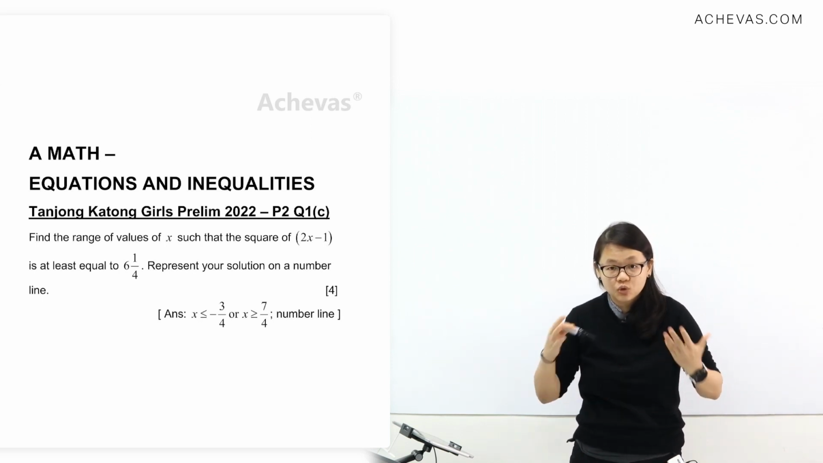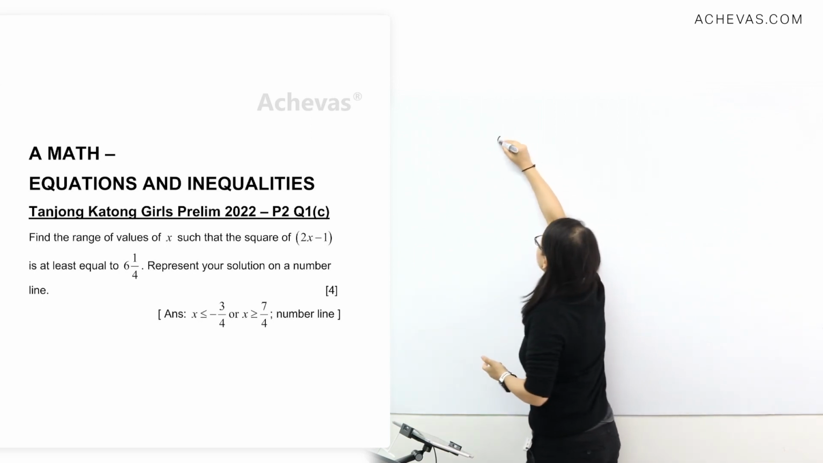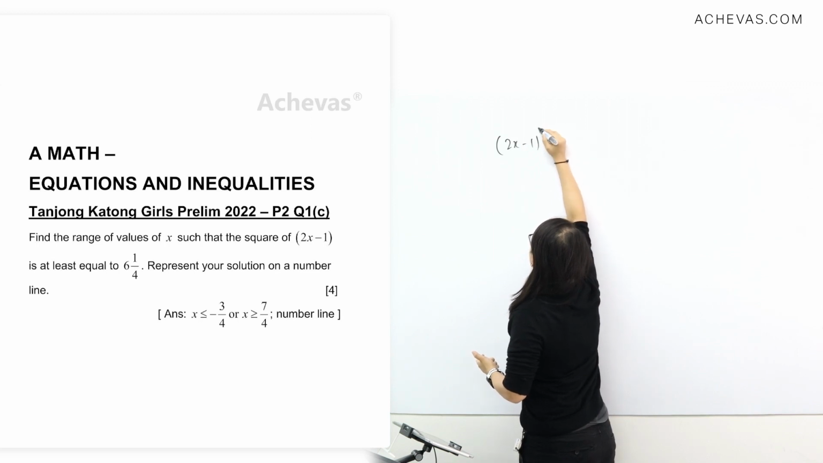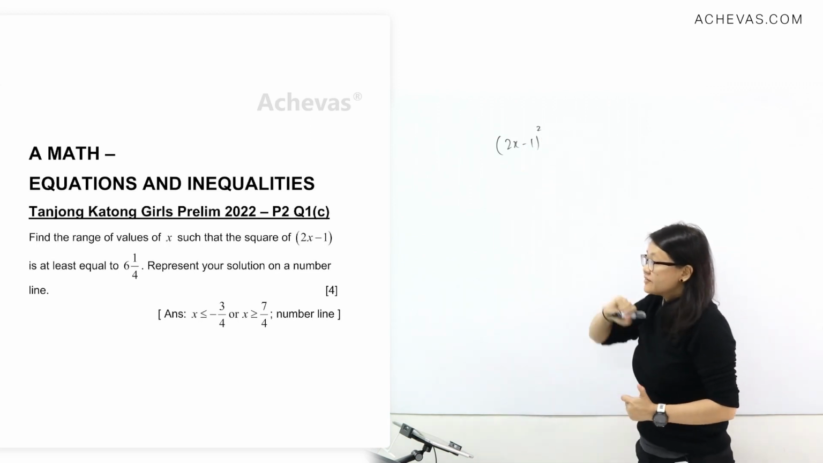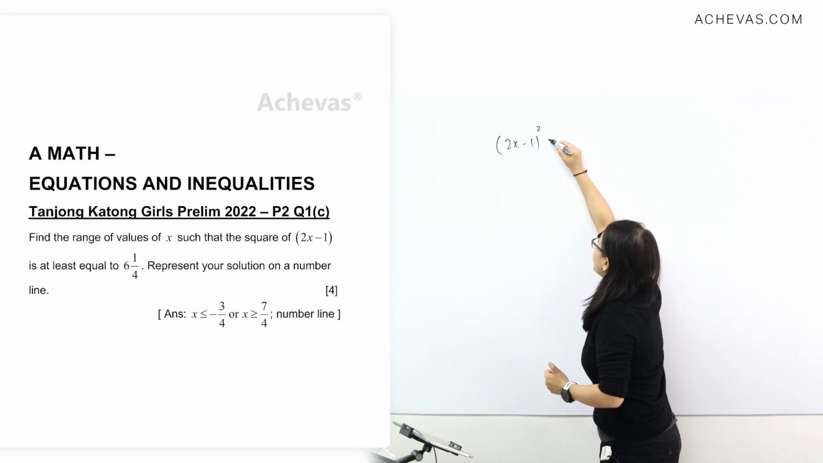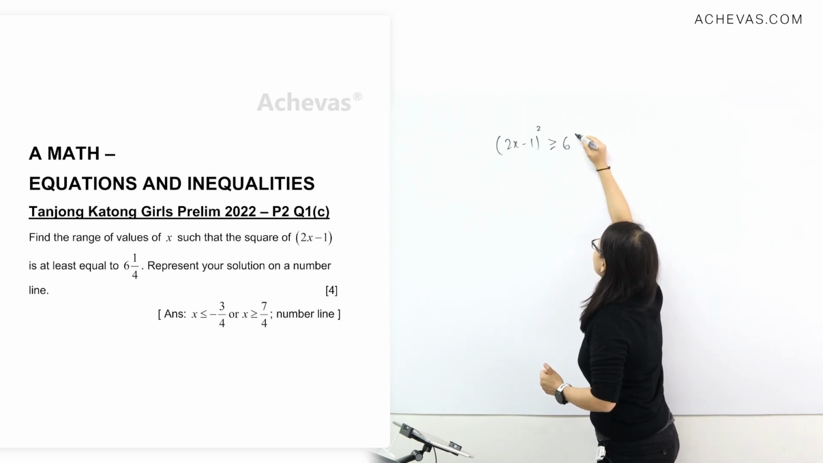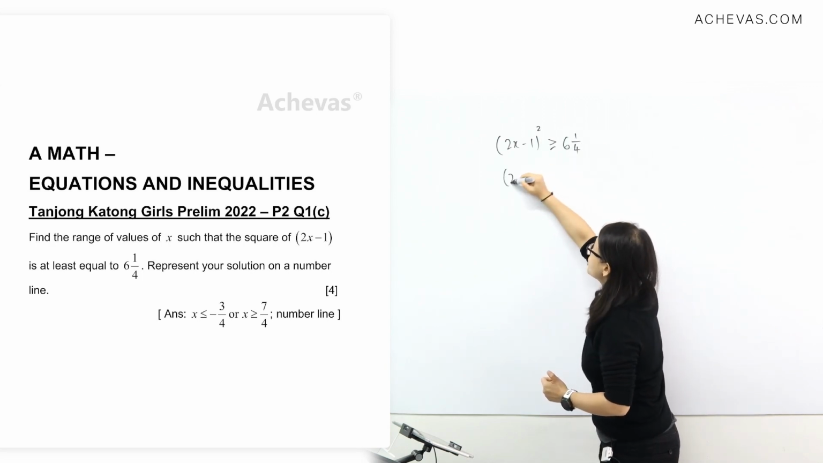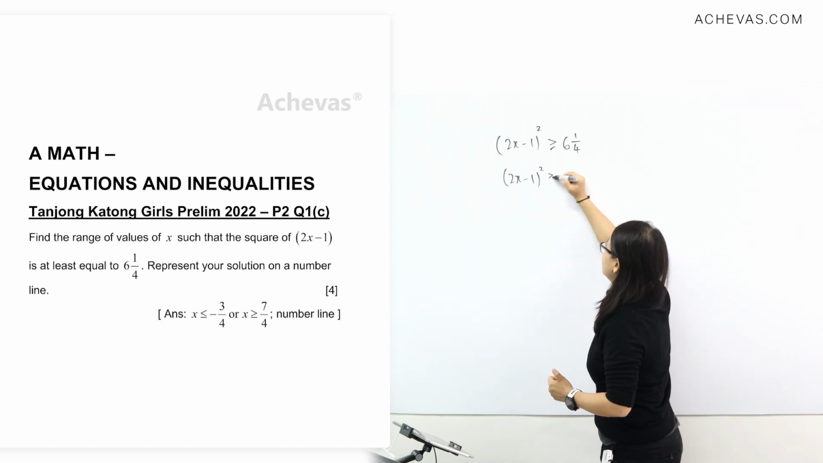We have square of 2x minus 1. So I'm going to write (2x minus 1) squared, at least equal to, so I'm going to write more than or equals to 6 and 1 over 4. Now I'm going to change this to an improper fraction.